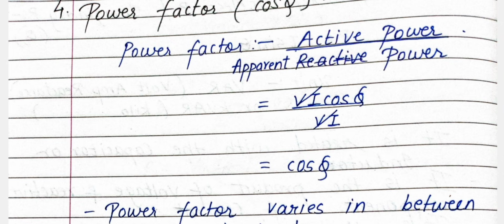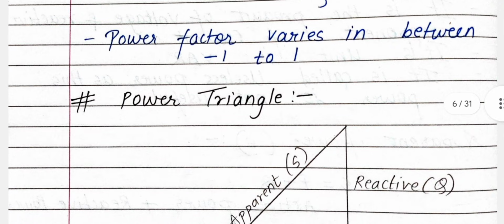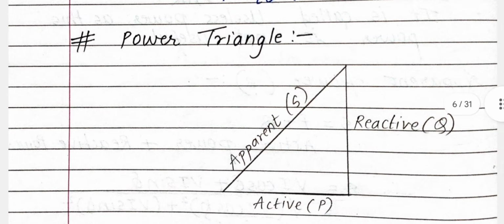That is the correct form of power factor. We can write it as cos phi. And what is the formula for active power? VI cos phi upon apparent power, which is VI. So VI will get cancelled and you will get cos phi. That is nothing but the power factor, and power factor varies between -1 to 1. We have learnt this in our basic standards, and this is the last triangle which we have to make, that is the power triangle. It is very simple and it is applied to all of the circuits.